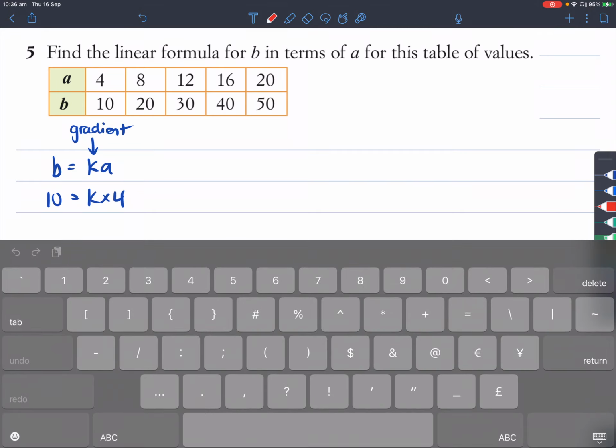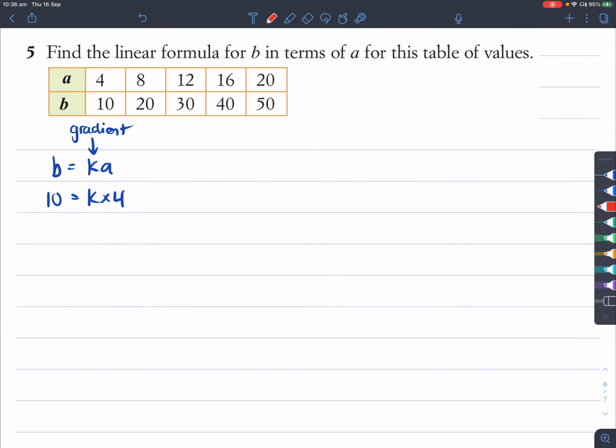So that allows us to find out what K is straight away by dividing both sides by that 4. That will cancel, so therefore K is 10 divided by 4, which is 2.5. So we put that back into the equation, so that B is equal to 2.5 times A. Okay, and that's our linear formula. That's basically it. Doesn't ask us to find any other value.